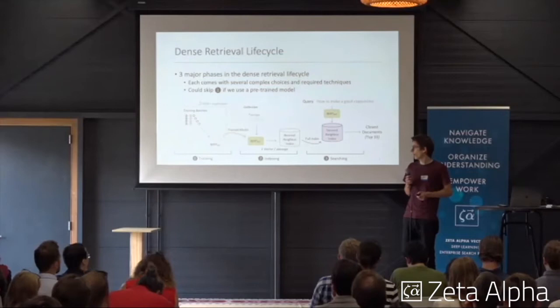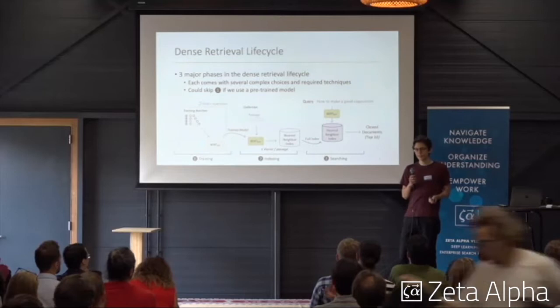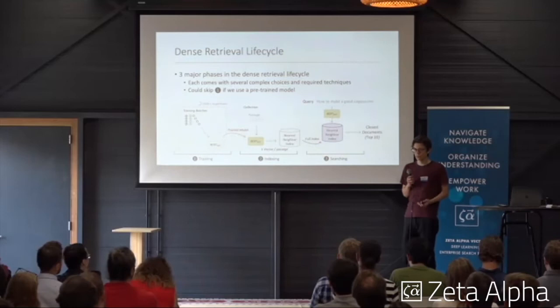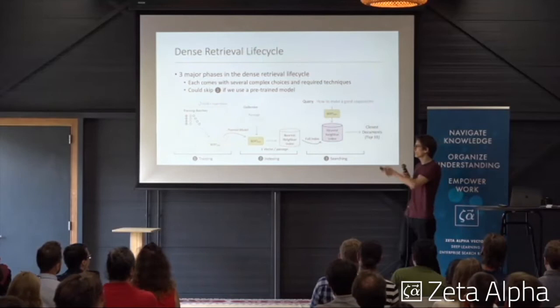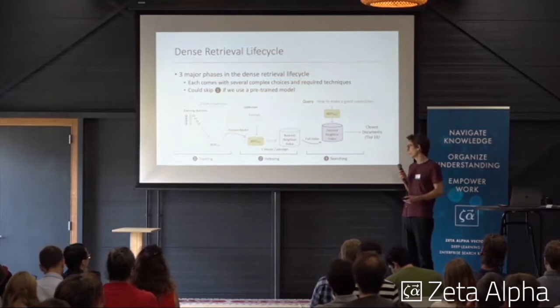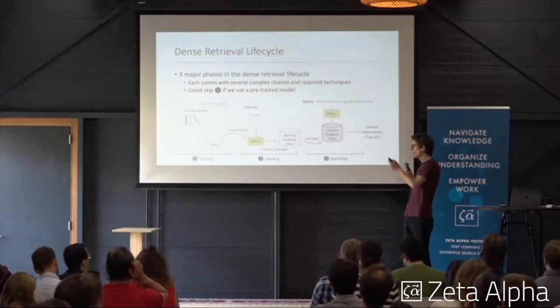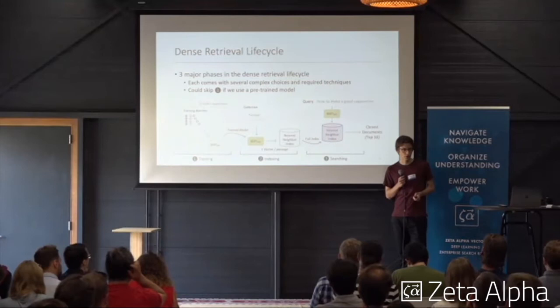All right, let's dive in. The dense retrieval lifecycle is basically in three phases. First, as a foundation, we need to train our model. If we then publish the model on Hugging Face, we can skip this step. But once we have a trained model, we can use it to index every passage or document in our collection in a nearest neighbor index and use that to search. In this talk, I'm going to focus on the first step, but of course the other two are equally important for a good production system.